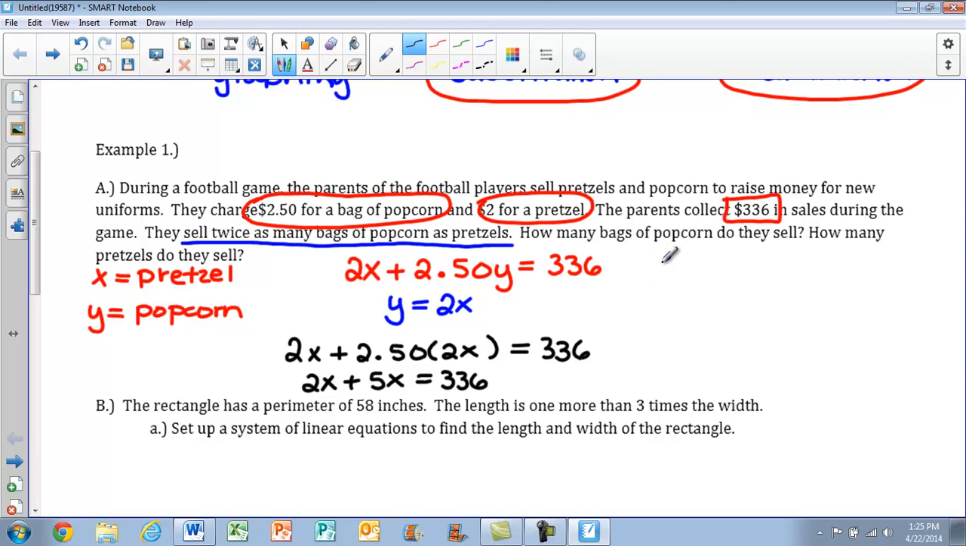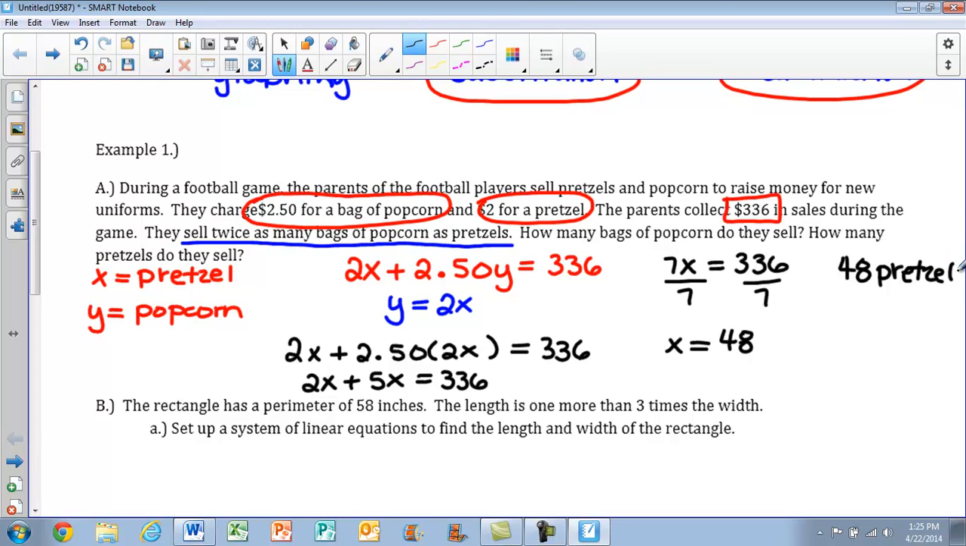so I have 2x plus 5x equals 336. Move my work up here. 2x plus 5x is 7x equals 336. Divide both sides by 7, and I get x is equal to 48. So I have 48 pretzels that were sold.